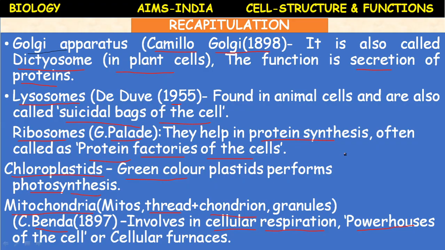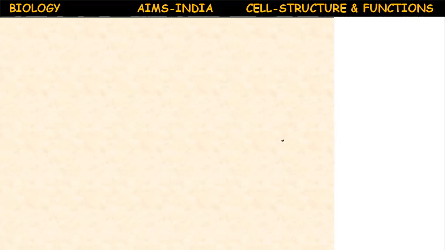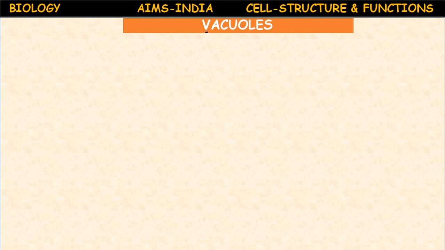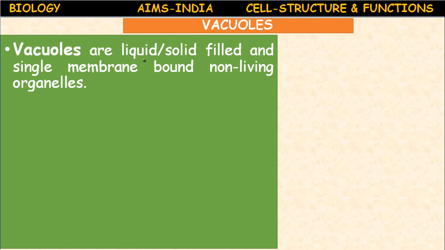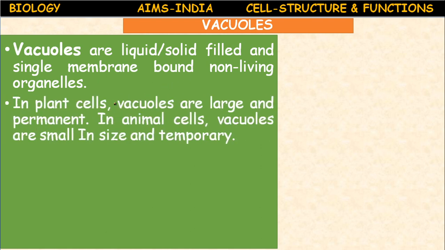So let us proceed to today's class. In today's class, the remaining organelle, vacuoles. These vacuoles are liquid or solid filled and single membrane bound non-living organelles. They are non-living organelles. In plant cells, vacuoles are large and permanent. In animal cells, vacuoles are small and temporary. See the difference between the vacuole of plant cell and animal cell.